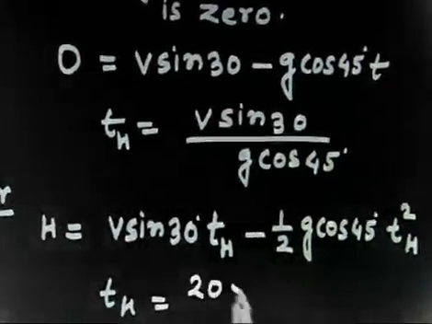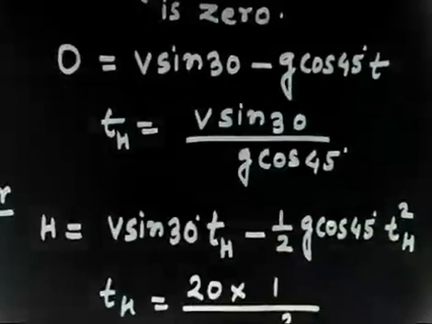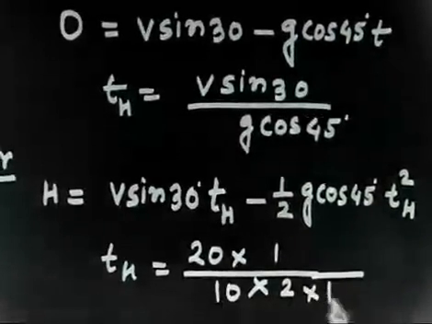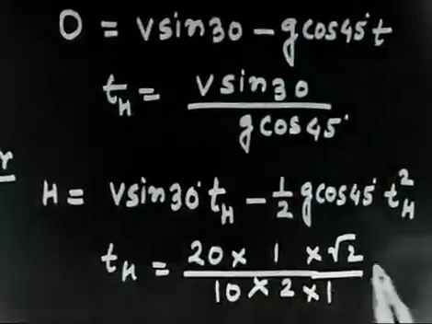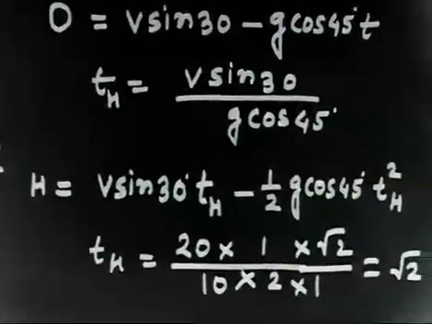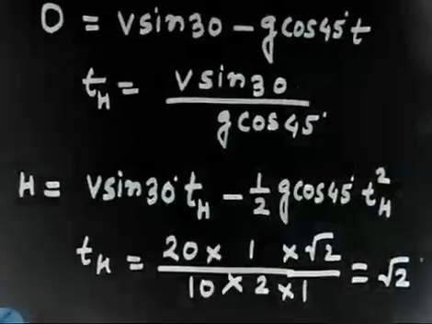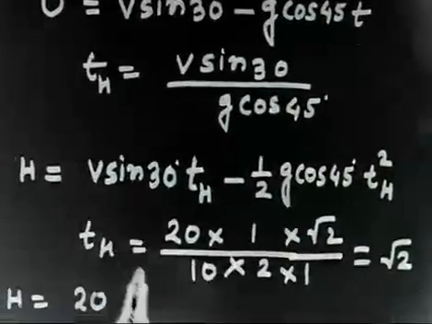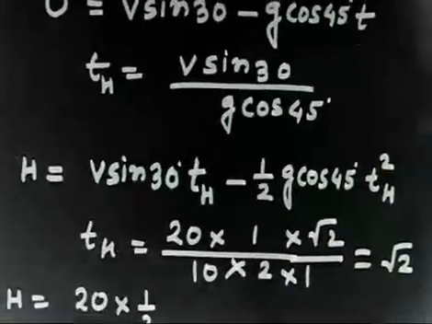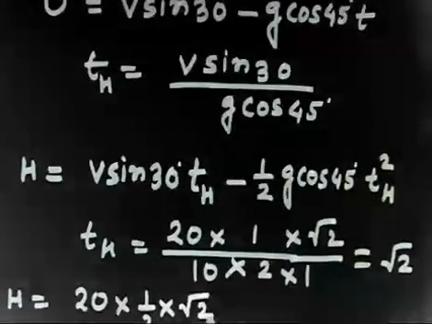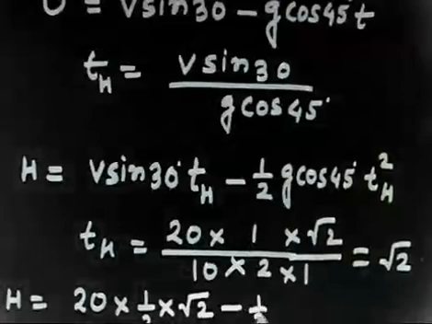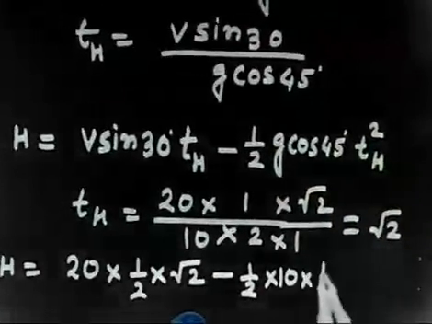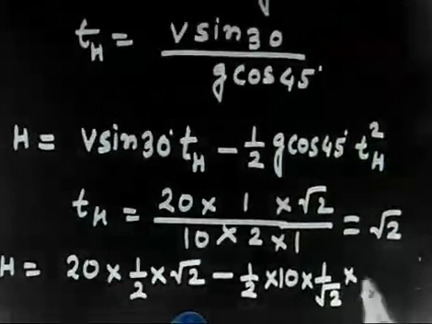Velocity is 20, sin 30 is 1 by 2, g is 10, cos 45 is 1 by root 2. So this is simply root 2. Are you getting? So th is root 2. If I plug this value, I will get h. V is 20, sin 30 is 1 by 2, th is root 2, minus half, g is 10, cos 45 is 1 by root 2, and th square is 2.